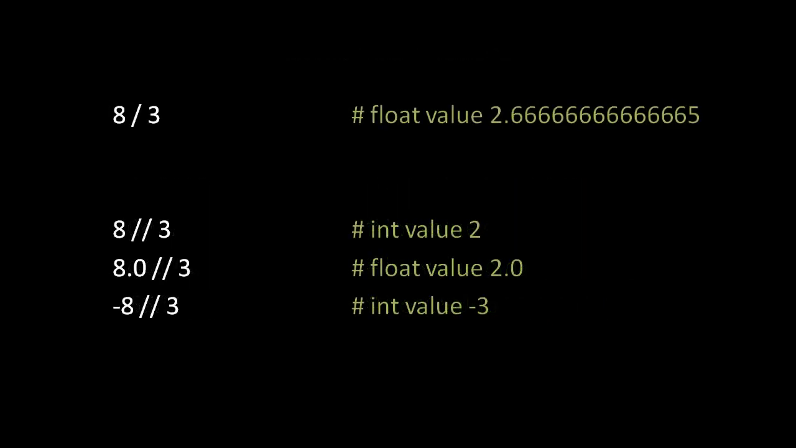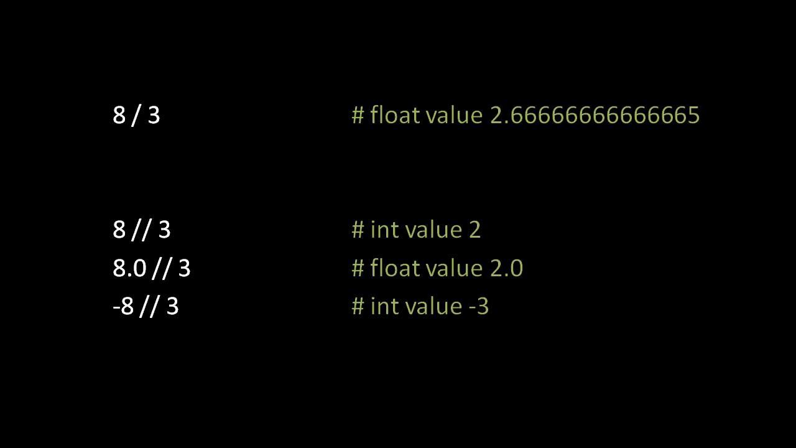While the normal division operator is expressed as just a single slash, there's also a double slash operator which does what Python calls floor division. And floor division simply rounds the answer down to the next integer. So 8//3 returns the int value 2, not 2.66666 as you would normally expect with regular division.